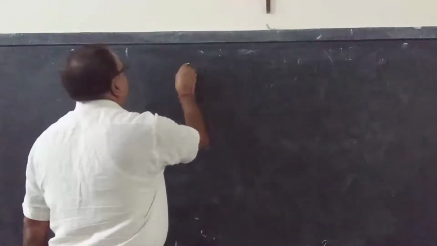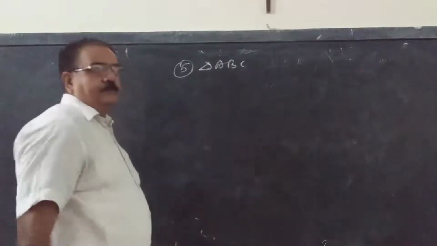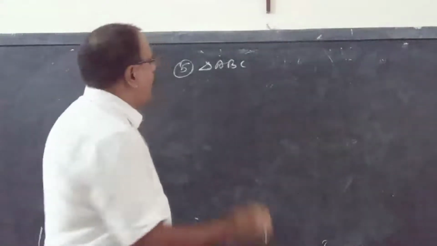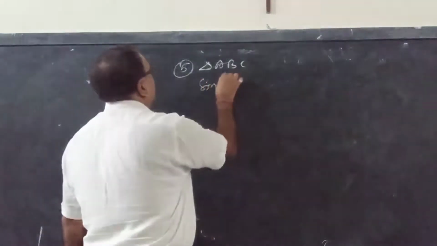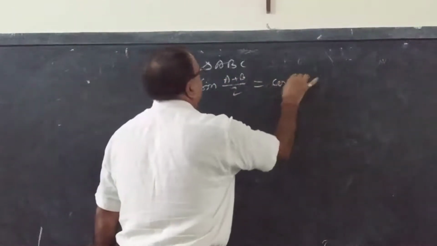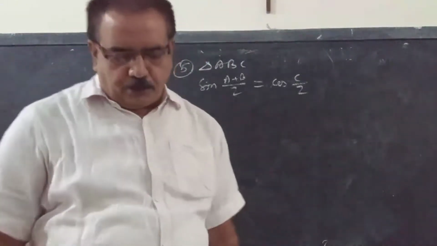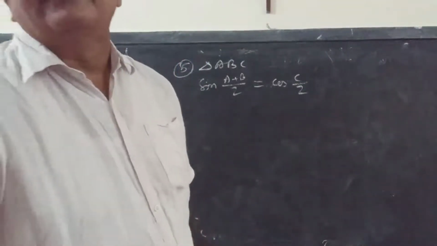Now, in triangle ABC, it is given triangle ABC, then we have to prove sin of (A plus B) by 2 is equal to cos C by 2. This we have to prove.